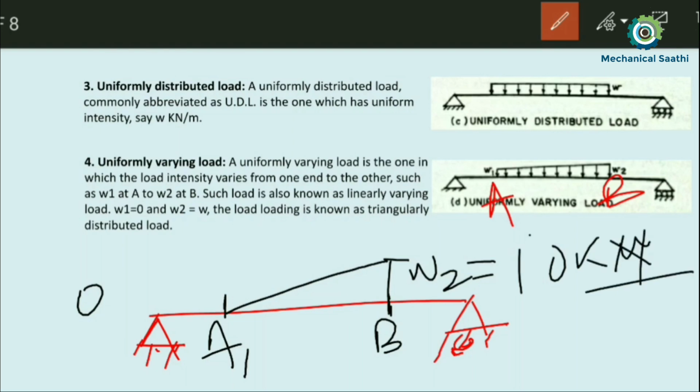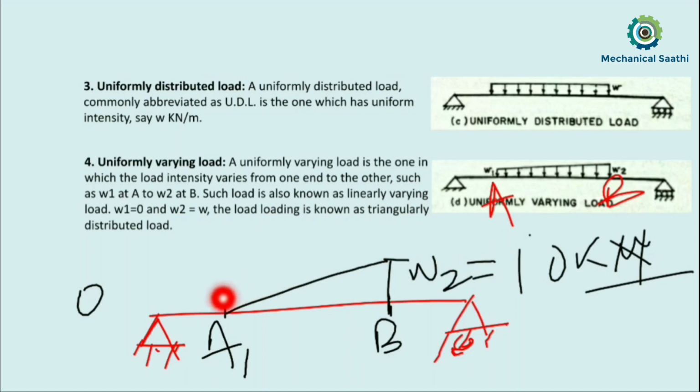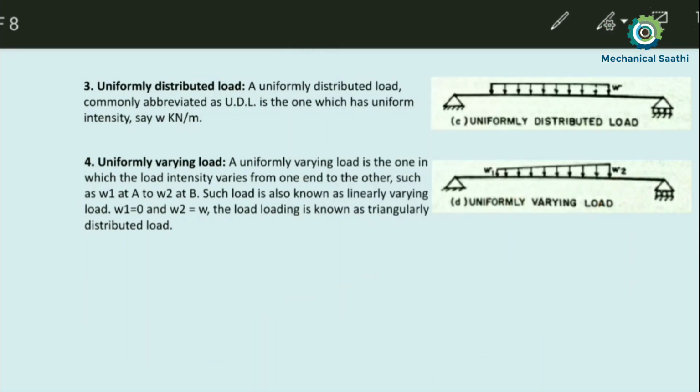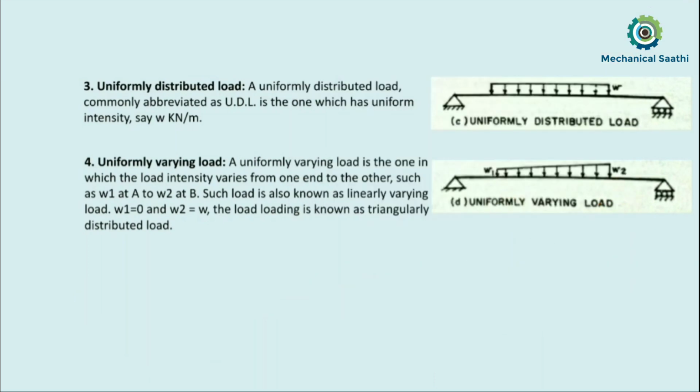That means here we can see our load is varying from 0 to 10 kilonewton along the length, and varying in a linear way. So this type of load is called the uniformly varying load. Basically we discussed two types of load: one is the point load, another is the distributed load. Under the distributed load, we discussed uniformly distributed load and uniformly varying load.